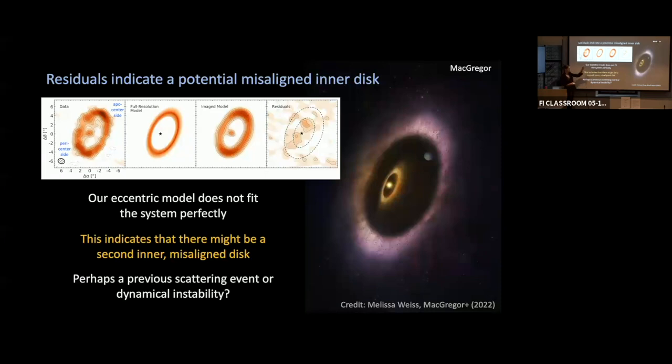Of course, this would be dynamically very interesting because this is a billion-year-old sun-like star. So you'd have to maintain this misalignment for a long period of time. And we have a new ALMA program to actually go and look at this with higher resolution to better look at the inner disk. And there's a JWST program that we have to look at this with JWST.